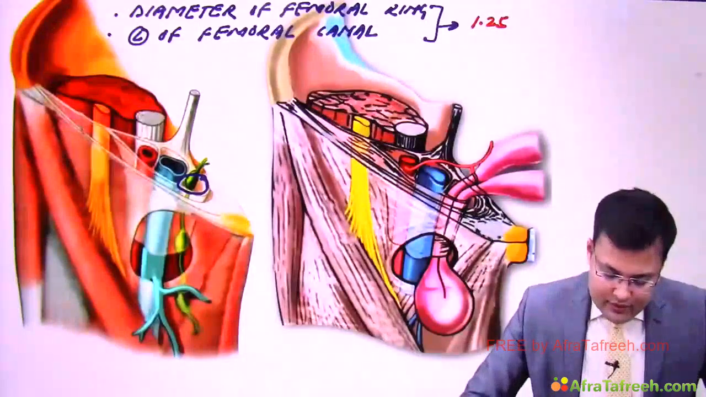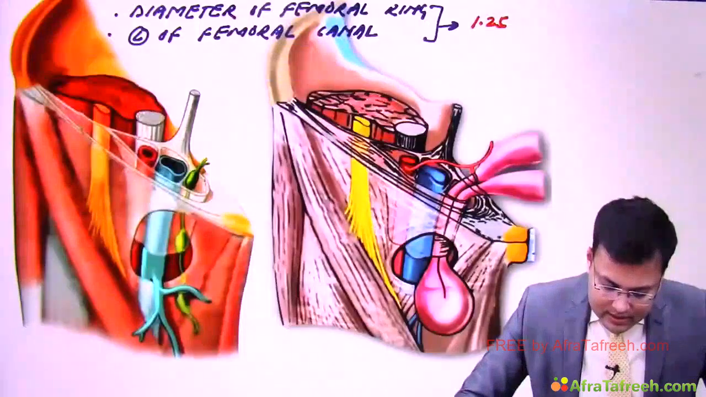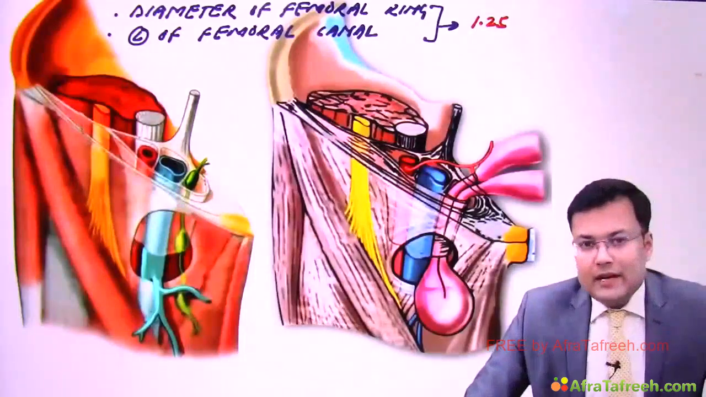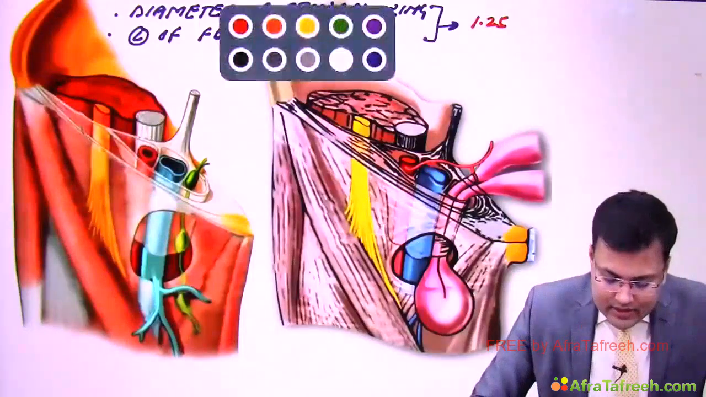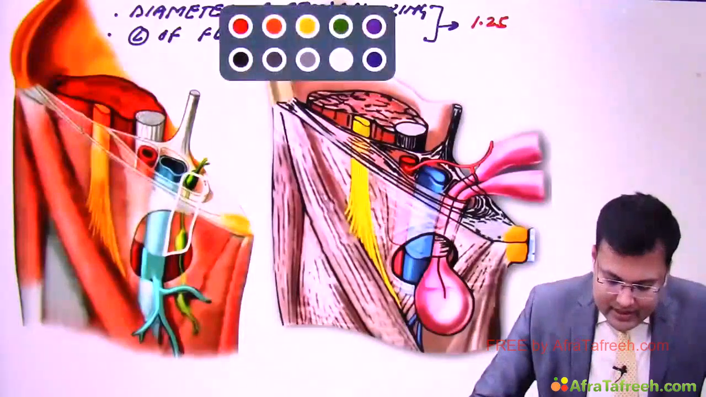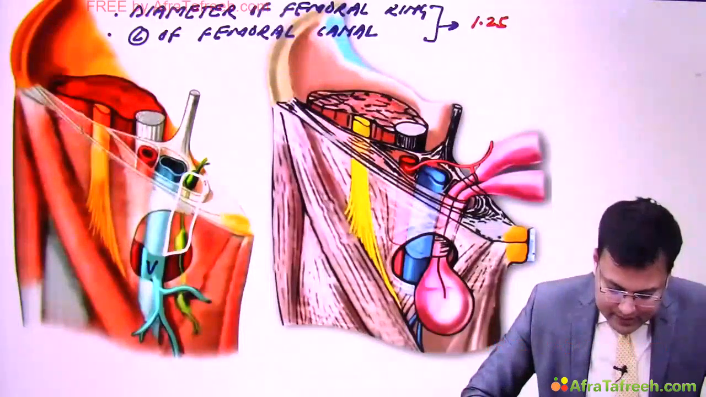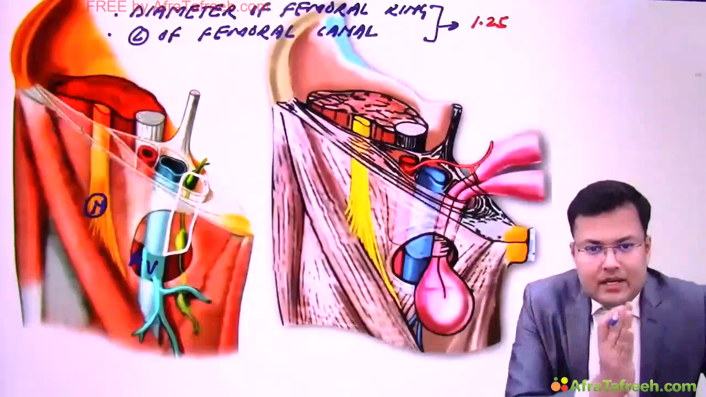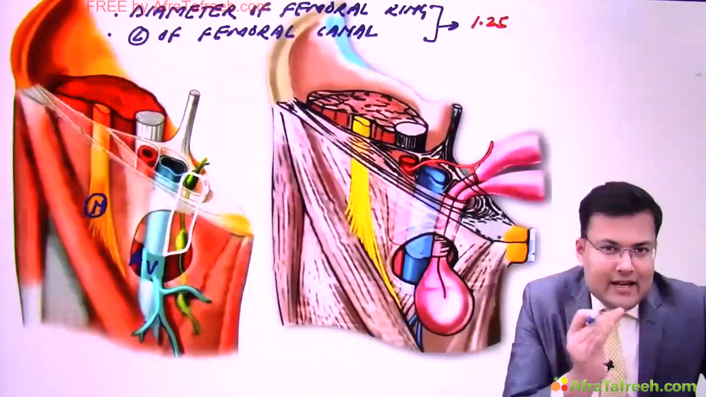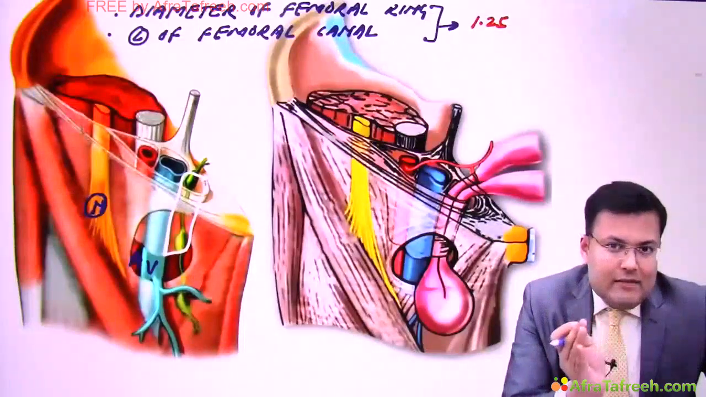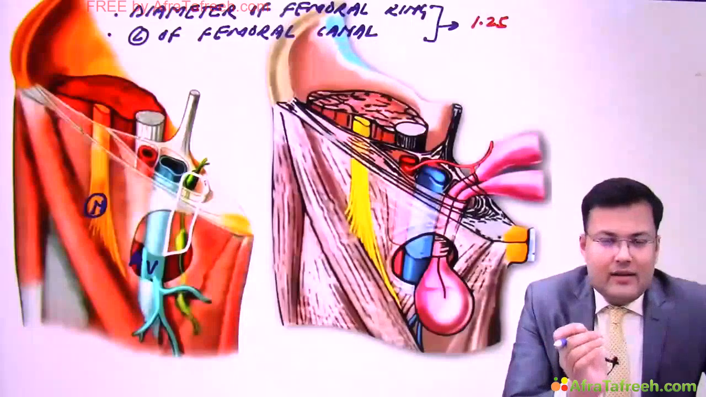Now see here, this is the femoral ring and this is the femoral canal. Clear? What you can see here is that it's narrow and very rigid. And see the structures which are in relation. This is the femoral ring, femoral canal, and here you can see the femoral vein, the femoral artery, and the femoral nerve. So from medial to lateral, the relation is VAN: femoral vein, femoral artery, femoral nerve.